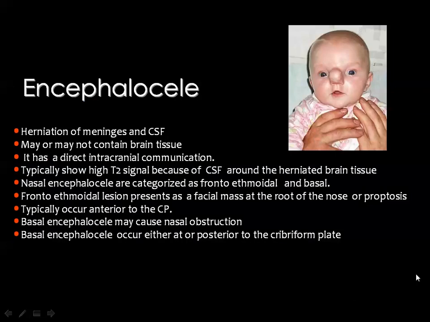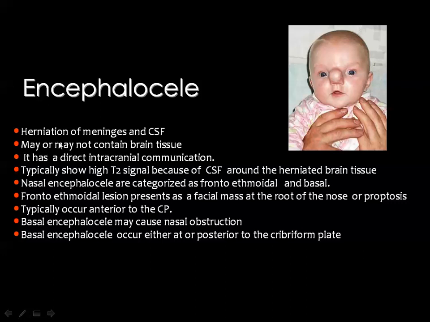Then the first lesion in this part of the skull base is encephalocele, and encephalocele means that there is a herniation of the meninges and CSF as well as maybe part of the brain tissue through a defect in the anterior skull base.